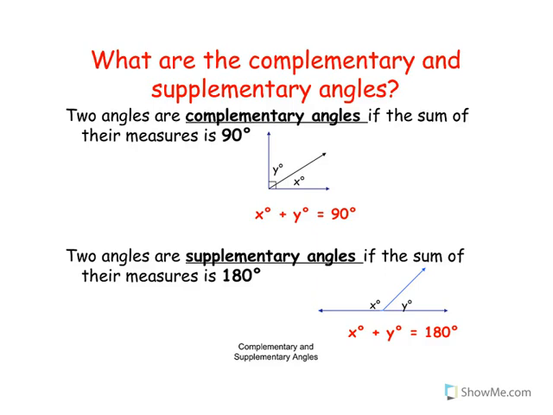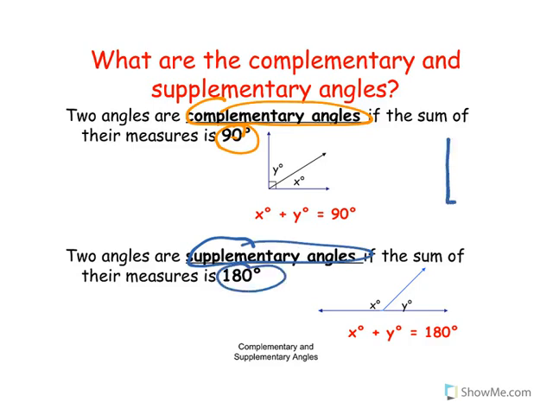All right, so the 2 vocabulary words that we want to take from this are complementary, which means a sum of 90, and supplementary, which means a sum of 180. If you take a right angle and split it up, this angle here and this angle here would be what we call complementary. They add up to 90. And if we take a straight angle, as we see here, and split it up, this angle and this angle together would have to equal 180. We call them supplementary angles.